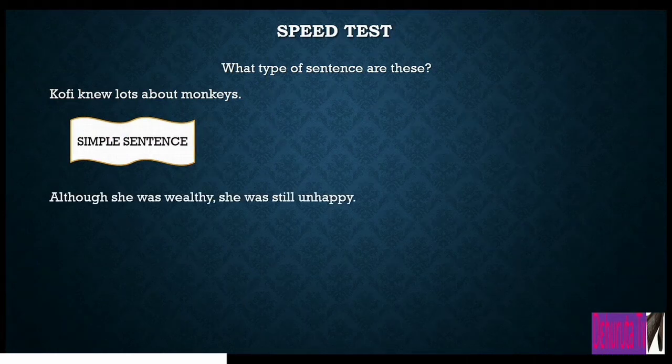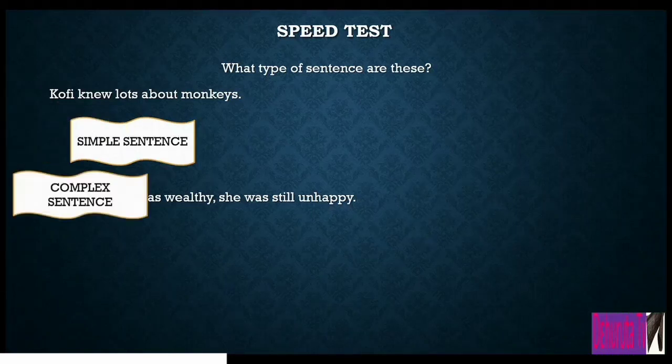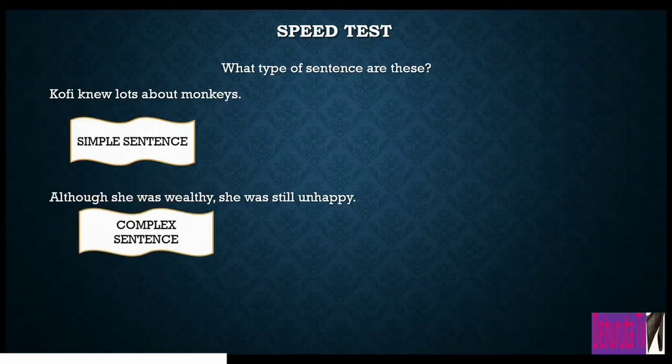Let's look at the next one. Although she was wealthy, she was still unhappy. Is it a simple sentence, a complex sentence, or a compound sentence? It's a complex sentence.